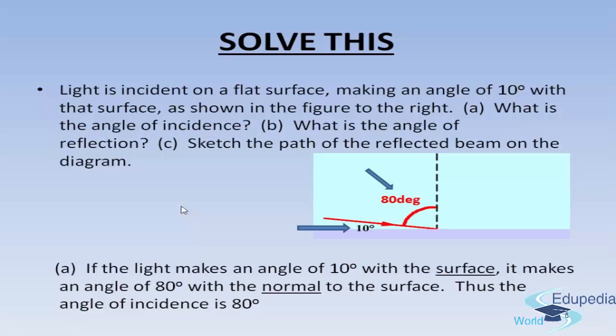So, we know that light is incident on this surface and it makes an angle of 10 degrees. So, what is the angle of incidence? We know that this is a normal. So what is the angle between this normal and this reflecting surface? It has to be 90 degrees because the normal is always perpendicular to the reflecting surface. Now, if the incident ray is coming at an angle of 10 degrees with the surface, then 90 minus 10 is 80. So the angle of incidence will be 80. So that is the answer to the first part of the question: the angle of incidence is 80 degrees.